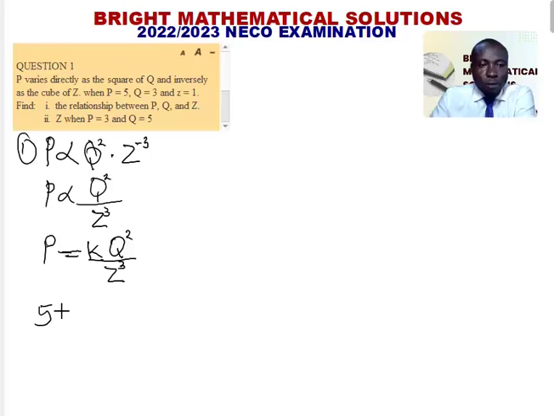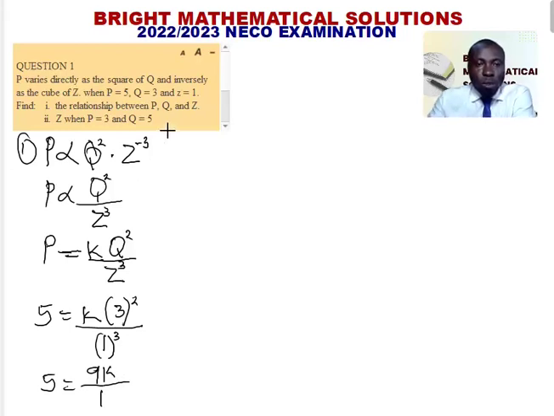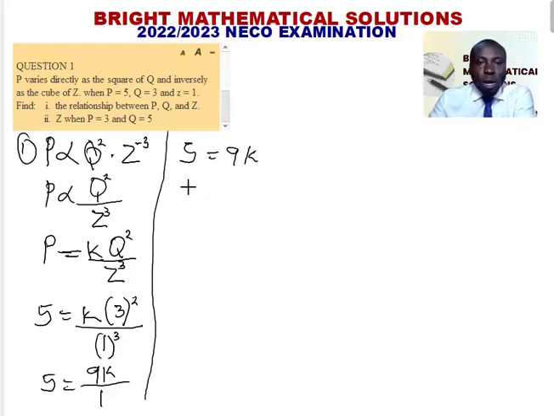P is 5, and we have K. Our Q is 3, raised to the power of 2, all over our Z, which is 1, all raised to the power of 3. So let us open this bracket. 5 equals 9K, and 1 raised to the power 3 is 1. So let us cross multiply, such that 5 multiplied by 1 equals 5 and 9K. From here we can solve for K, such that K equals 5 over 9.